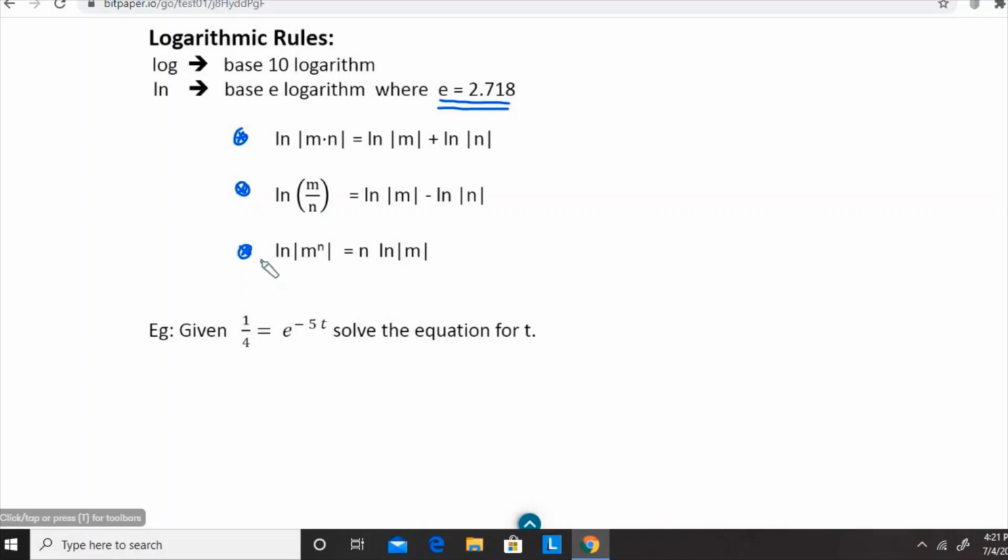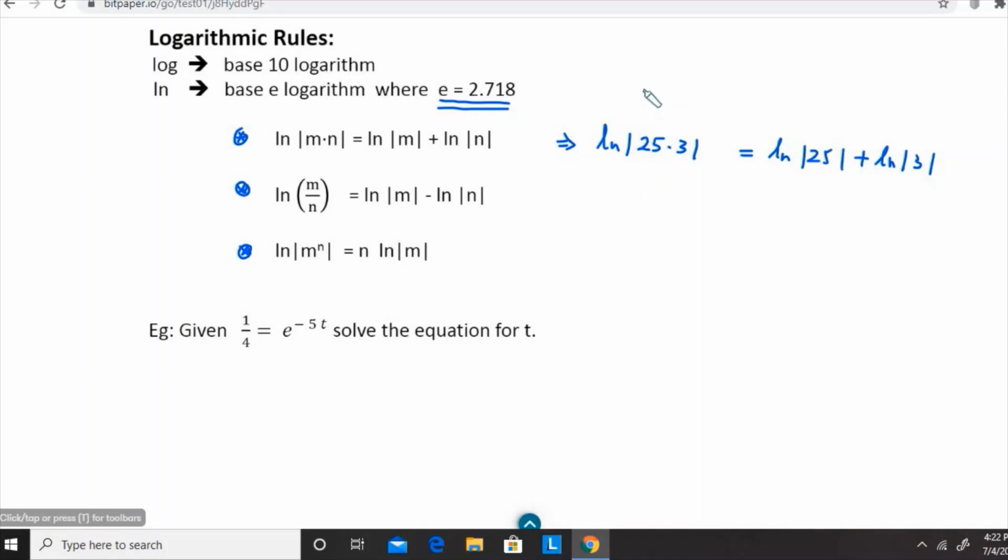So if there's a product and you take the logarithm of that product, that's equal to the sum of the logarithms. So for example, if you have something like ln 25 times 3, we can break it into ln 25 plus ln 3.